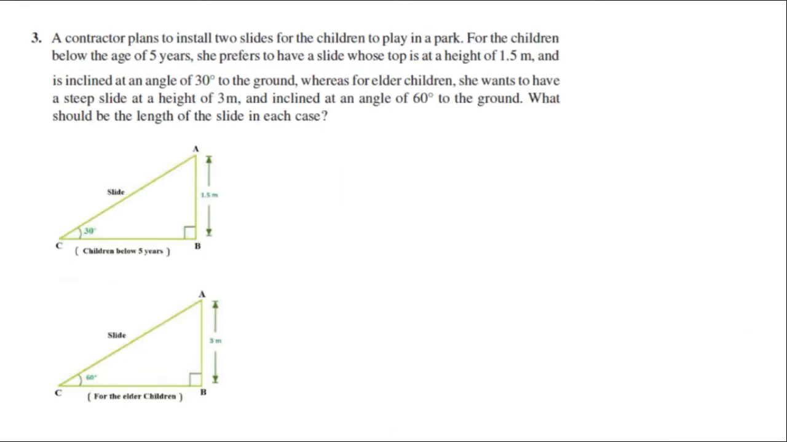Question number 3. A contractor plans to install 2 slides for the children to play in the park. For the children below the age 5 years, she prefers to have a slide whose top is at 1.5 meter height and is inclined at an angle 30 degree to the ground.